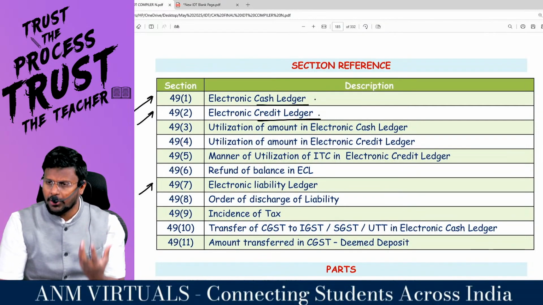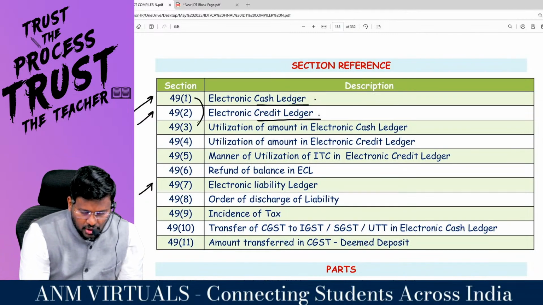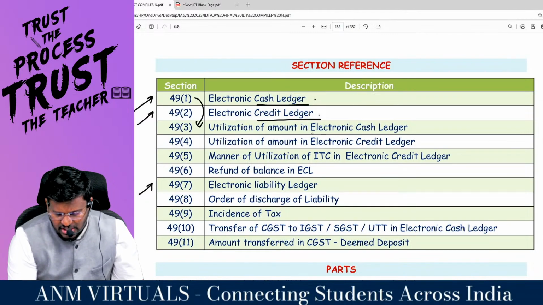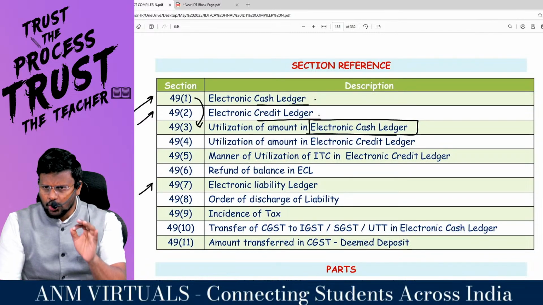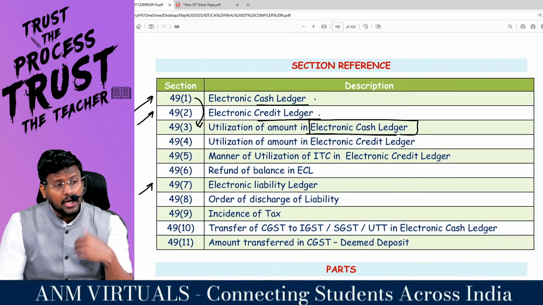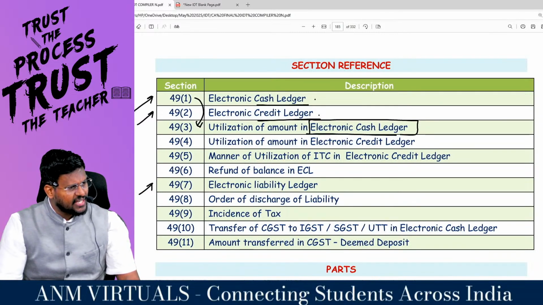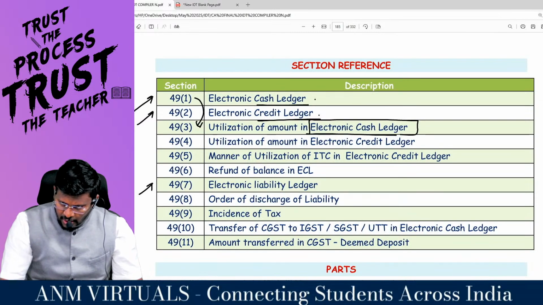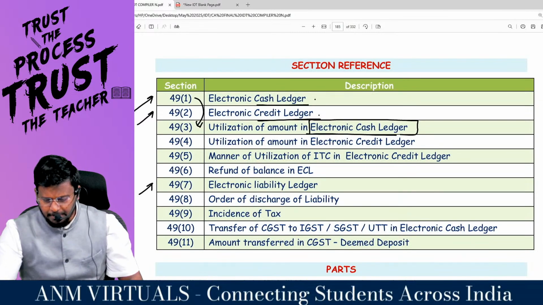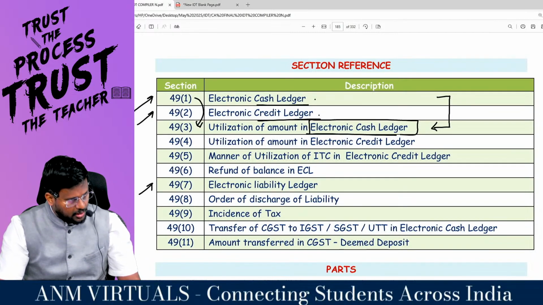With the balance available, what we have to do is covered in 49 subsection 3: utilization of amount in the electronic cash ledger. If the balance is available in the electronic cash ledger, for what all purposes it can be used is explained in 49 subsection 3. That means 49 subsection 1 should be read with 49 subsection 3.